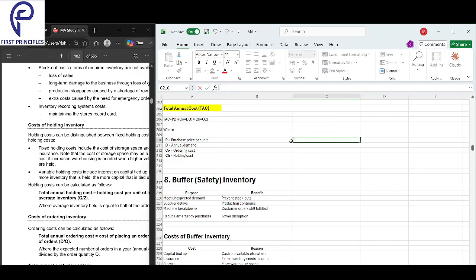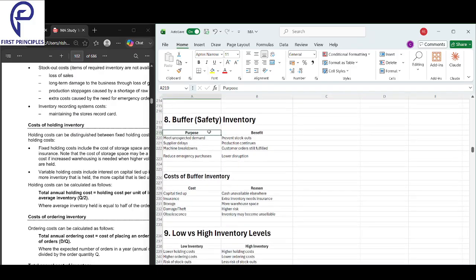So this is how it works. First you take purchase price and demand, then to that you will add total ordering cost, and to that you will add total holding cost, and that will give you total annual cost. So you order, you hold, and you purchase. That will give you your total annual cost.